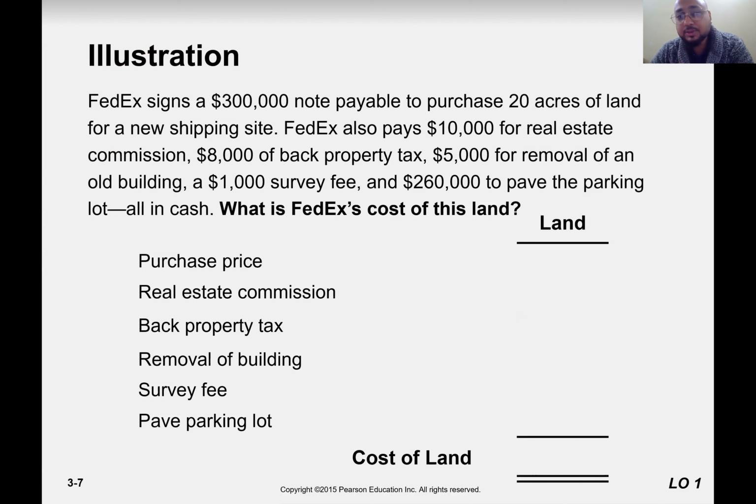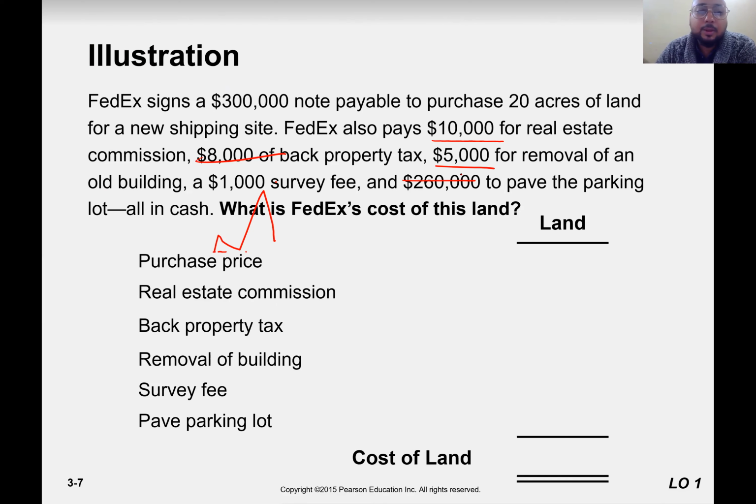So the illustration is, FedEx signs a $300,000 notes payable to purchase 20 acres of land for a new shipping site. So FedEx also pays 10,000 for real estate commission, 8,000 of the back property taxes, 5,000 for removal of old building, 1,000 survey fees, and 260,000 to pave the parking lot, all in cash.